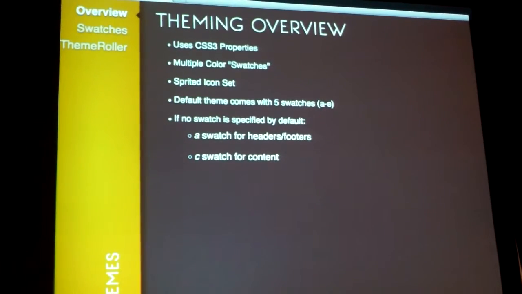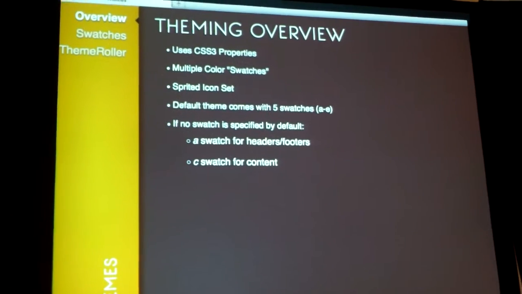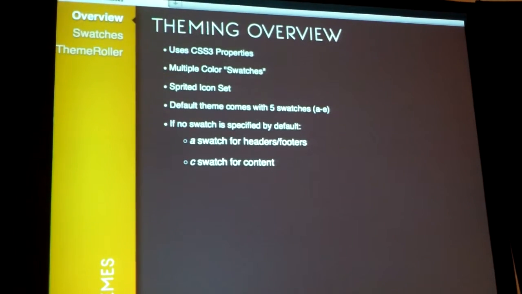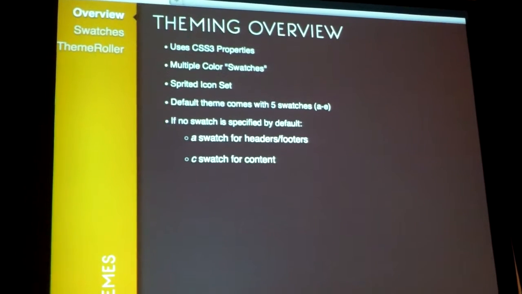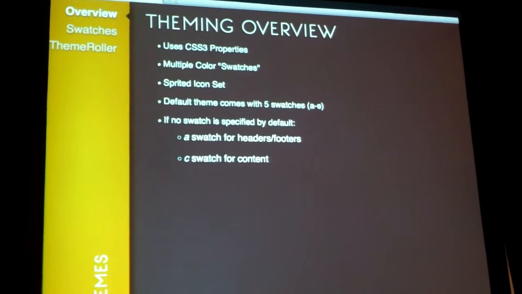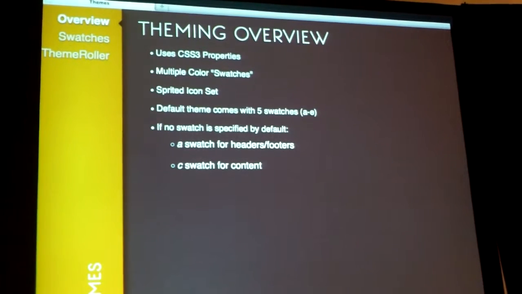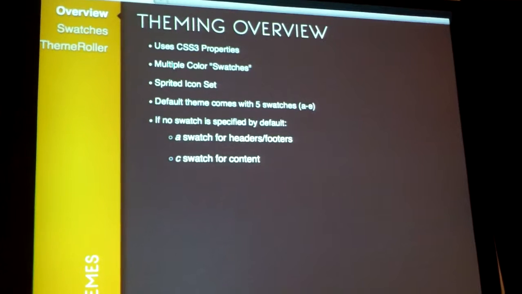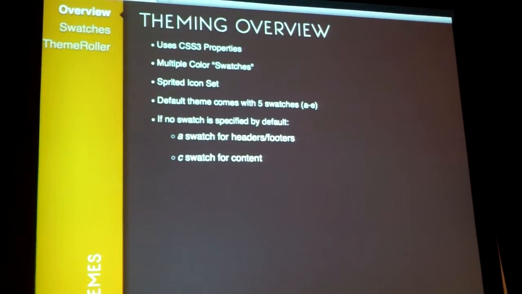Themes come with multiple color swatches. jQuery UI usually just comes with one color grouping that you select. With jQuery Mobile, you can have up to 26 different color groups to pick from, and it's really great because you can mix and match those colors in different ways. It also comes with a sprited icon set, so everything is in one file, and that makes performance a lot easier.